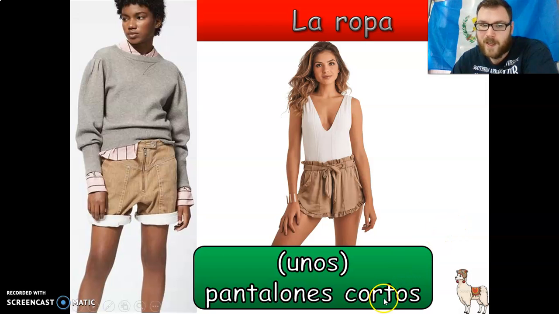Okay, and then shorts. If you remember from hair, like this girl here, she has short hair. Ella tiene pelo corto. So corto is short. So pantalones cortos for shorts, short pants. And remember to make it masculine and plural. You would think shorts would be short to say, but it's not. Pantalones cortos for shorts.